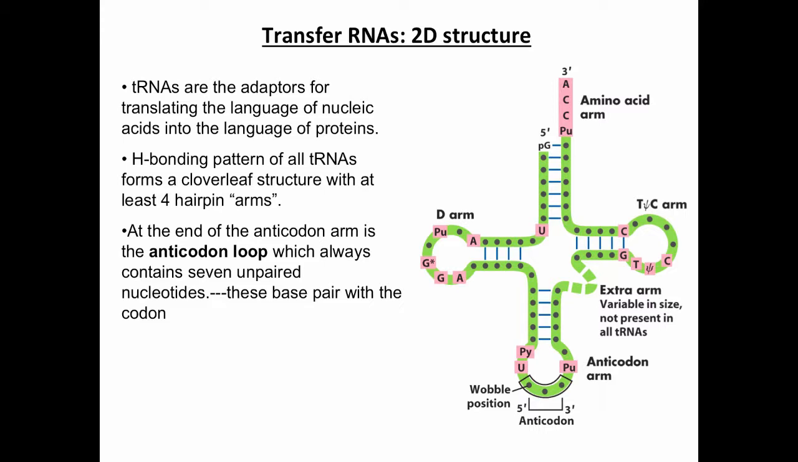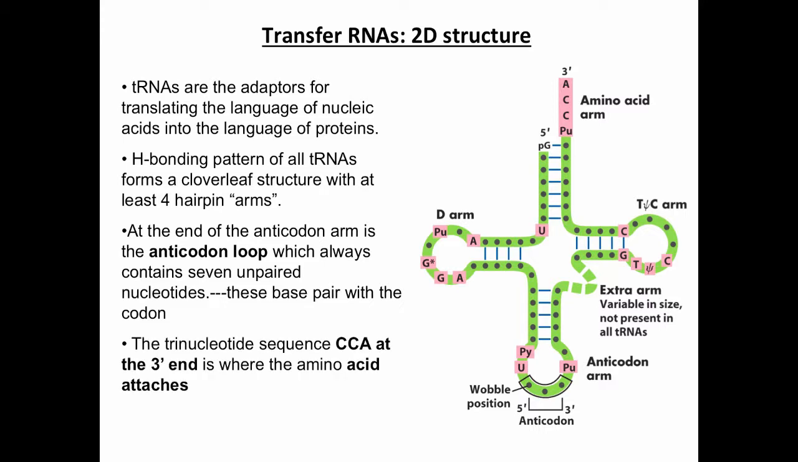At the end of the anticodon arm, you have the anticodon loop, which contains your anticodon. Those are unpaired nucleotides, and the anticodon sequence is going to base pair with the codon. You have at the 3' end of the transfer RNA this sequence of CCA, and this adenine at the 3' end is going to be the point of amino acid attachment.